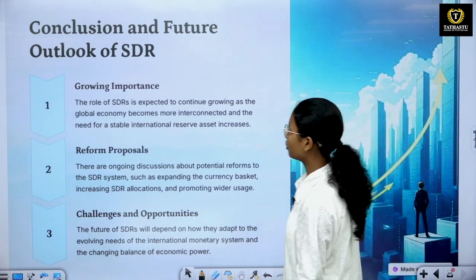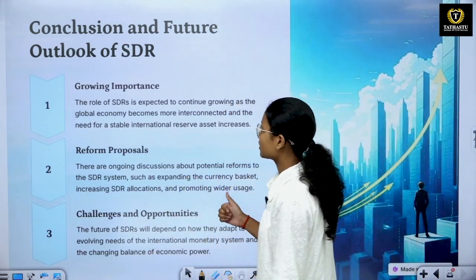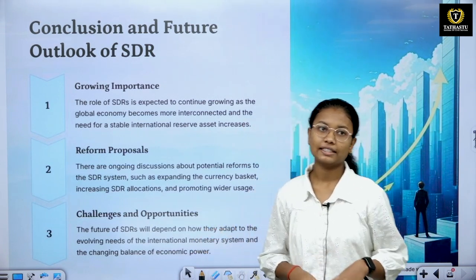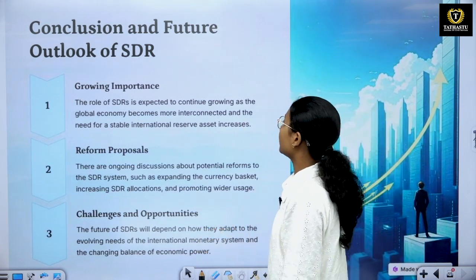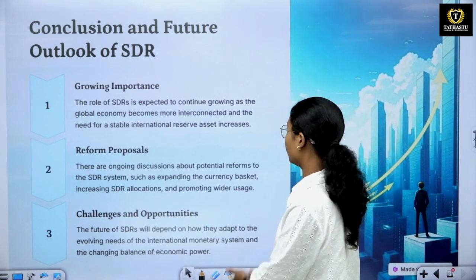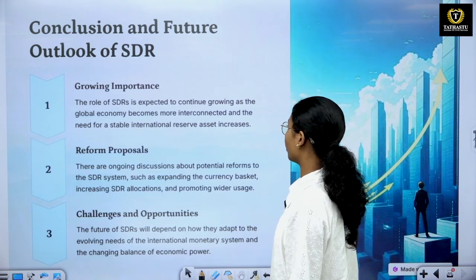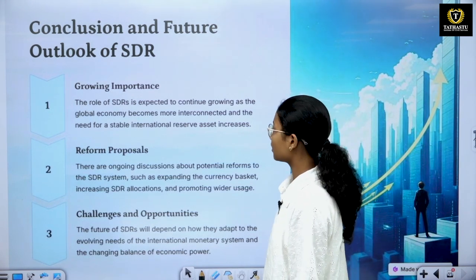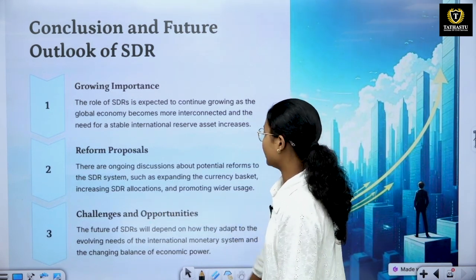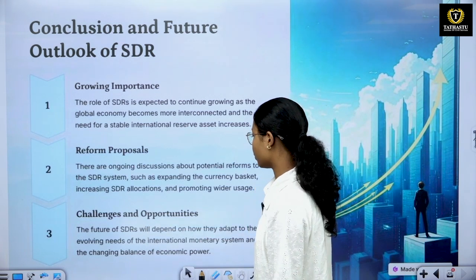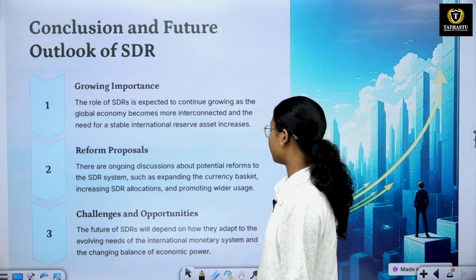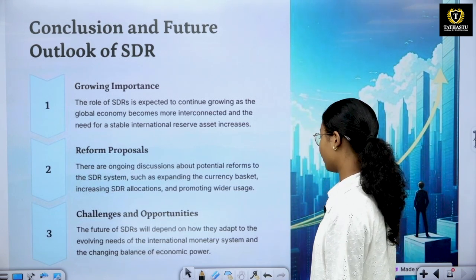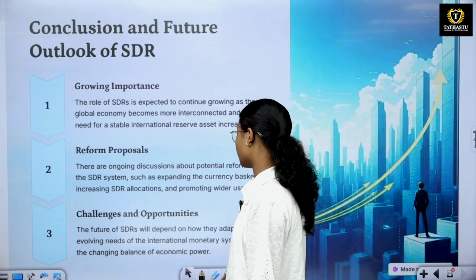Conclusion and the future outlook of SDR: growing importance. So, we can see the future outlook of the SDR is of growing importance. It is expected to continue to grow as the global economy becomes more interconnected and the need for a stable international reserve asset increases. Then reform proposals, and the third one will be challenges and opportunities. The future of the SDR will depend on how it adapts to evolving needs of the international monetary system and the changing balance of economic power.